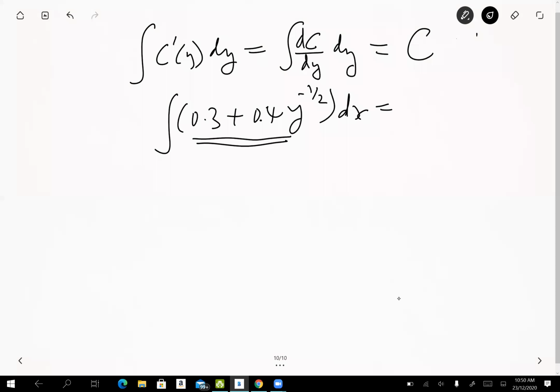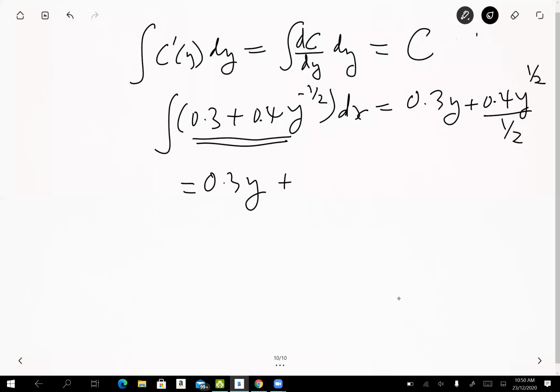Now what is it equal to? That is equal to 0.3y plus 0.4, increase the power by 1. So you got negative half plus 1, that becomes a half, divided by half. Dividing by half becomes multiplication by 2. So you got 0.3y plus 0.4 times 2, that becomes 0.8 y to the power of half plus k. Here should be k also. All right, so you have the constant k, and then you can find the k.